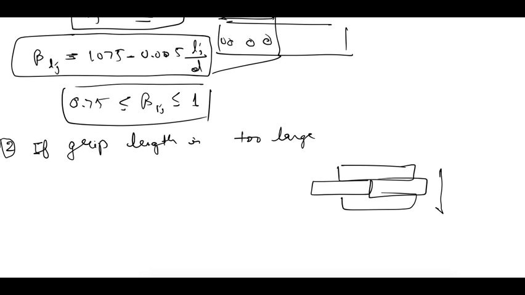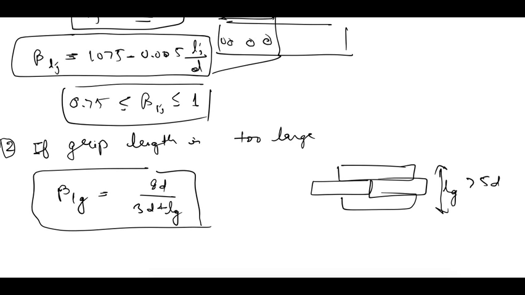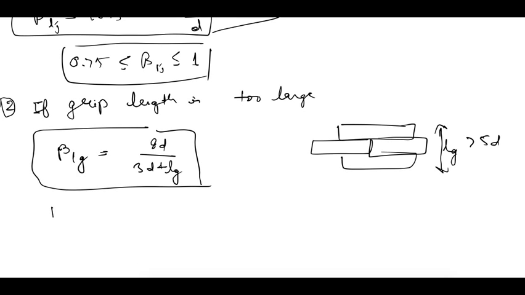So this total thickness here, if it is greater than 5d, then we have to apply this reduction factor, and it is given as Blg is equal to 8d upon 3d plus Lg, and Lg would be this distance, this is Lg. So this is the second reduction factor, and its limiting value, that is Blg max, can be equal to only Blj, that is this one. It cannot be greater than this Blj.